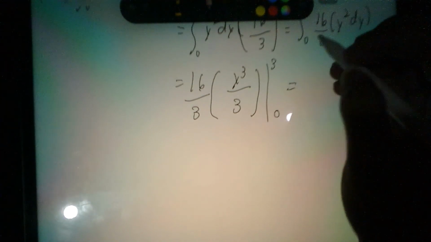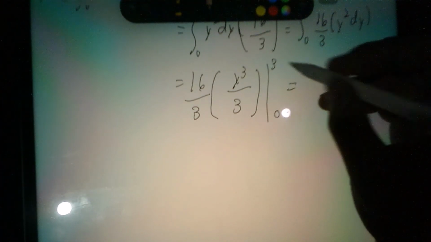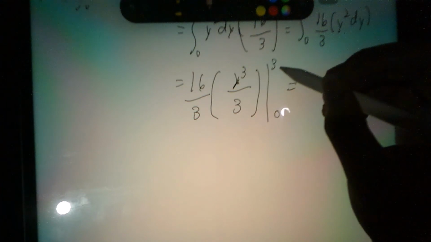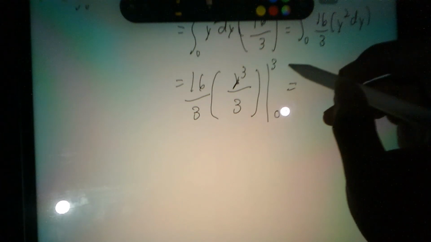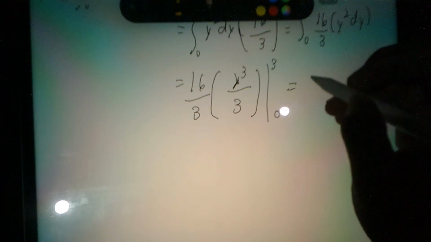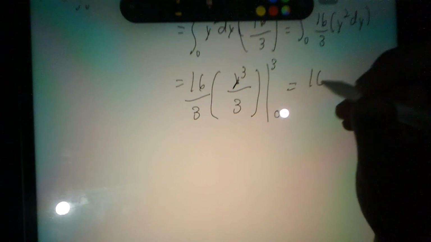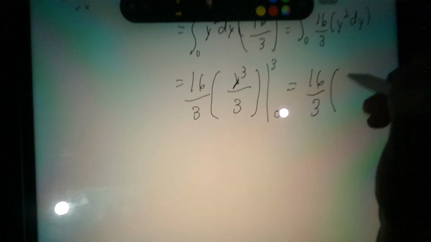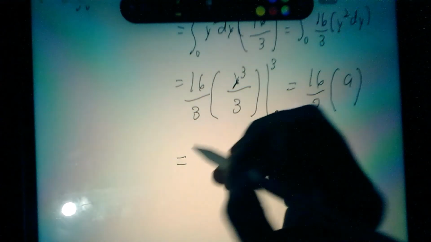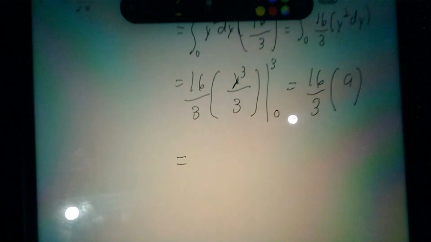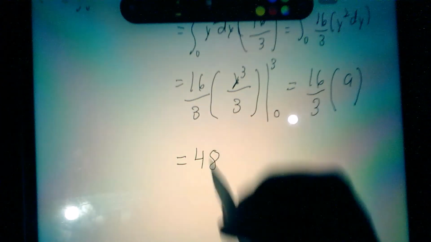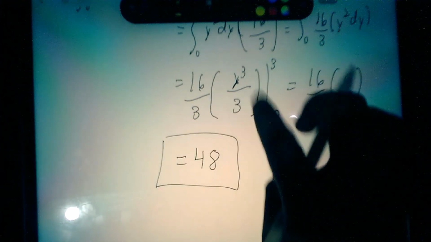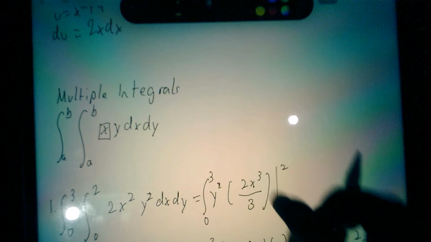So this will become 16 over 3 times 3 raised to 3, which is 3 times 3 is 9 times 3 is 27. 27 over 3 is just 9. So this will become 16 over 3 times 9, which equals, let me get my calculator, 48. So this is our answer for our multiple integrals.